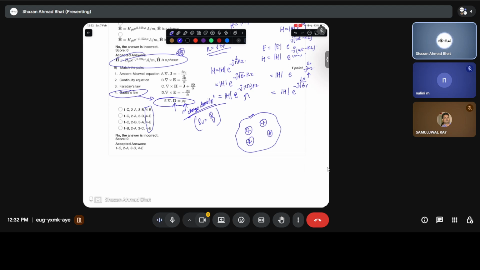We can find it if we have the continuity equation, which is basically the divergence of the current, which is basically the change in the charge density with respect to time. So 2 should be A, this and this. And then we have Faraday's law, which is basically the D part. This means 3 goes to C, 3 goes to D. That means this is the only option.